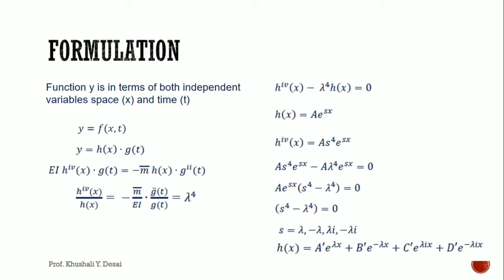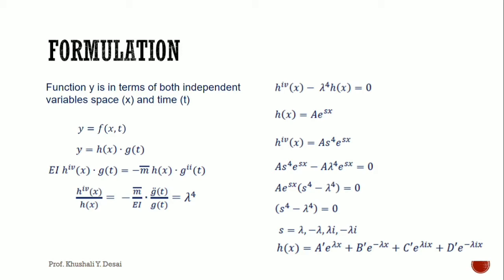Now here y is displacement and it is in terms of both independent variables, space as well as time. Now when we talk about a lumped parameter model, it is only dependent on time. We are not bothered about the space, but in continuous or continuum mass, space also is an independent variable. So y is equal to a function of x comma t. So we'll say y equal to h of x into g of t.